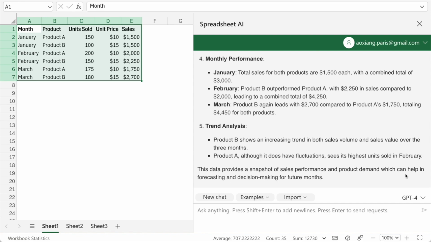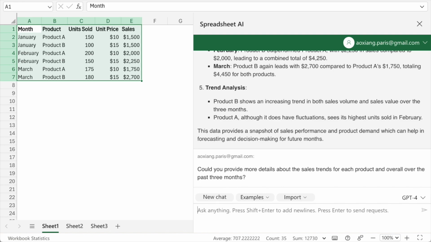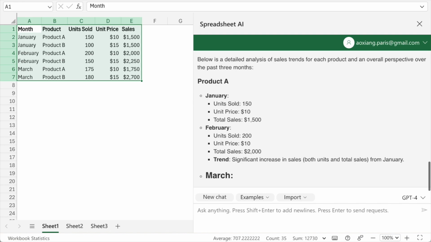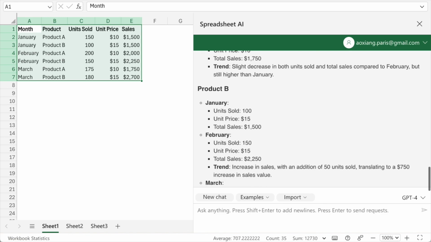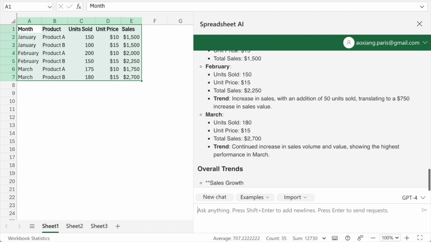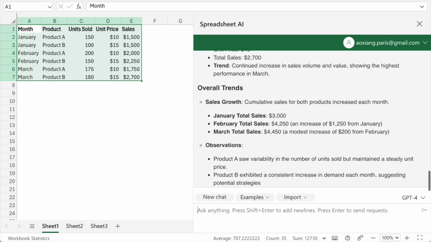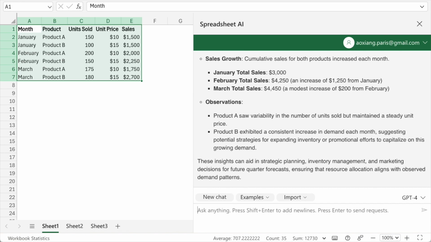We can further discuss with the Copilot by asking, could you provide more details about the sales trends for each product and overall over the past 3 months? The Copilot performs and presents the calculation and concludes that product A experienced an increase in sales from January to February, followed by a slight decrease in March. Overall, its sales remained consistent. Product B showed a consistent upward trend in sales from January through March, resulting in a clear overall increase in sales.